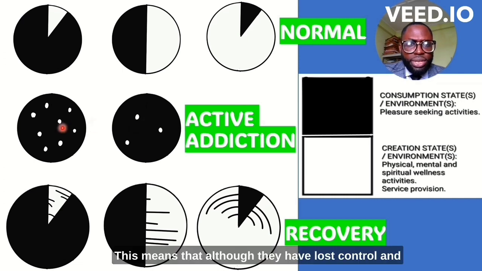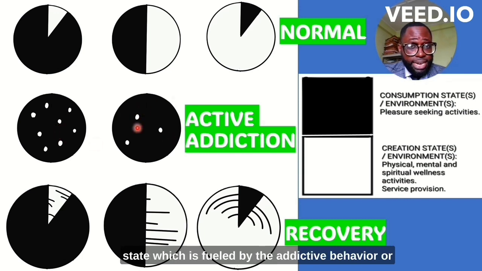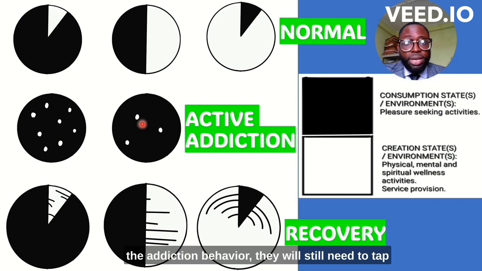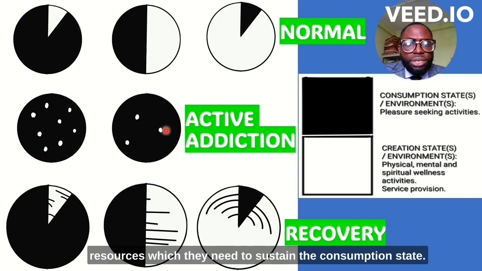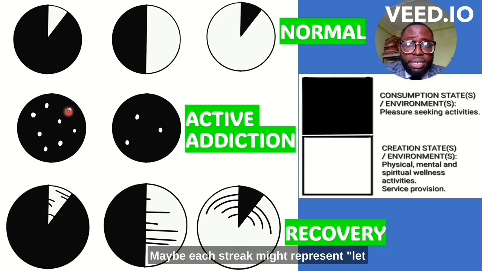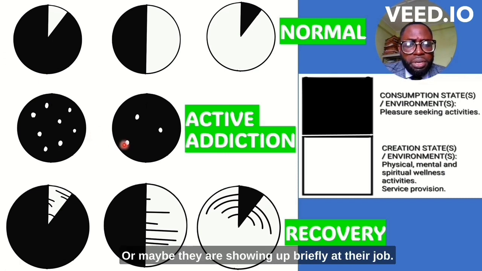This means that although they have lost control and their entire life is spent in the consumption state, which is fueled by the addictive behavior, they will still need to tap into the creative states briefly just to get the resources which they need to sustain the consumption state. Maybe each trick might represent, let me go sell my dad's generator, let me go and sell this property. Or maybe they are showing up briefly at their job.